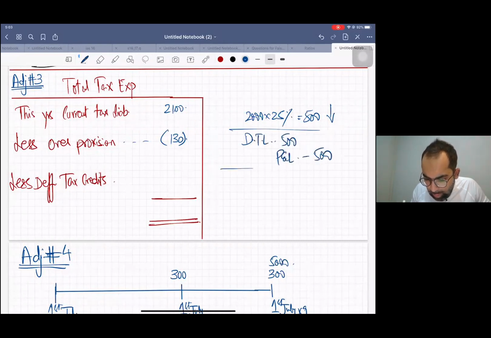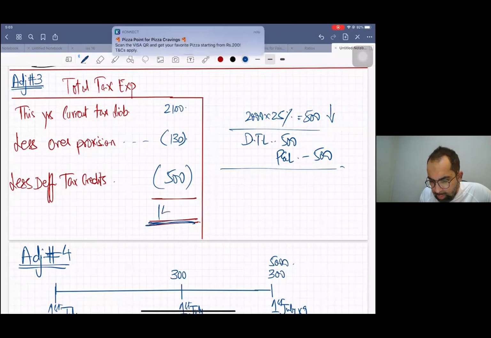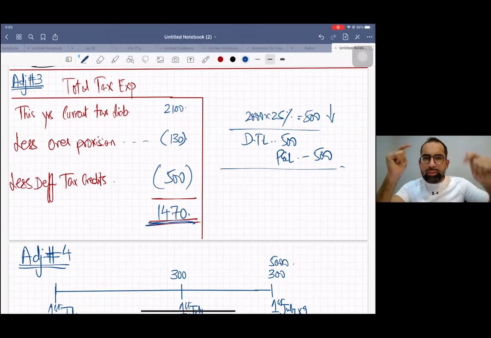Now, as this is your income, that's why it will come as a negative number. Tell me what's the final answer. 2100 minus 500 is 1600, and then minus the over provision, 1470. 1470 is your final answer.